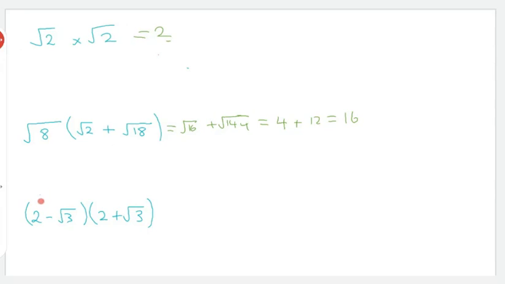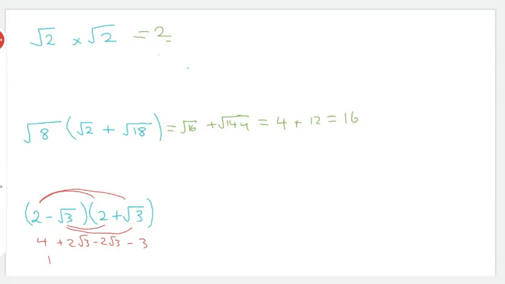Okay, so let's see. 2 times 2 gives us 4. 2 times root 3 gives us plus 2 root 3. Minus root 3 times 2 gives you minus 2 root 3. And then minus root 3 times root 3 gives you minus 3. And then simplifying, the 4 minus 3 gives you 1. Sorry, the 2 root 3 and the minus 2 root 3 cancel. So it's left with 1.